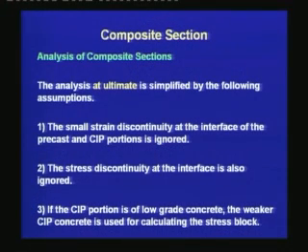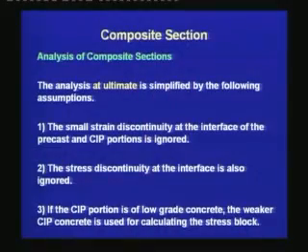The analysis at ultimate is simplified by the following assumptions. The small strain discontinuity at the interface of the precast and cast-in-place portions is ignored. As I said, when the flange is cast, there is some stress which is interlocked in the web, and due to that there is some strain in the top portion of the web. That means there is a strain discontinuity at the interface of the precast portion and the cast-in-place portion, but usually that is ignored in the analysis for convenience.